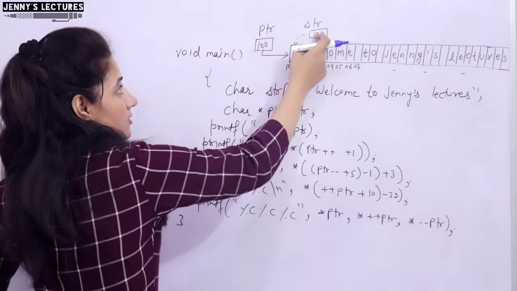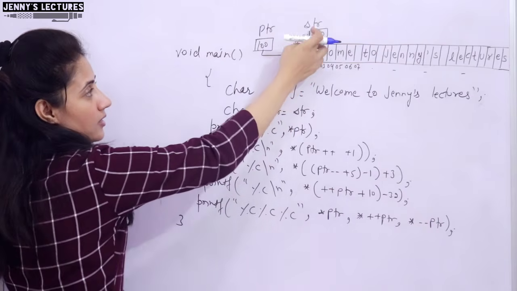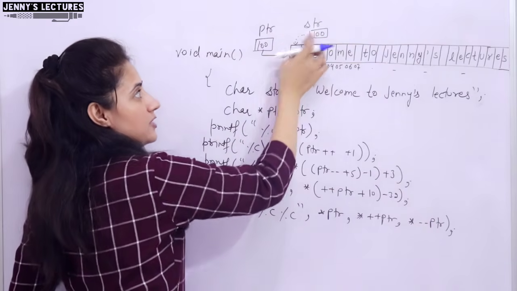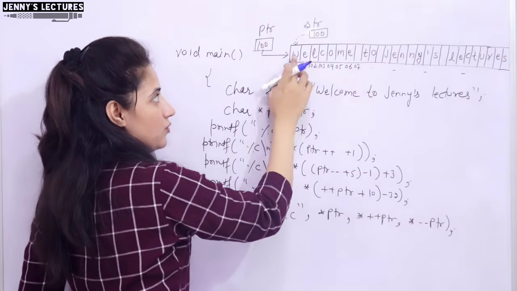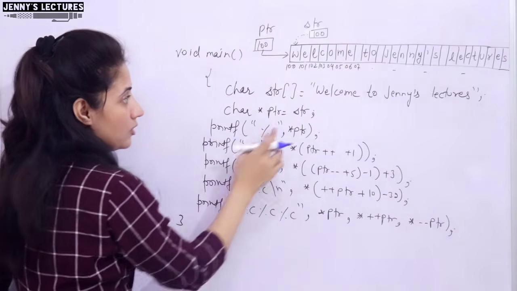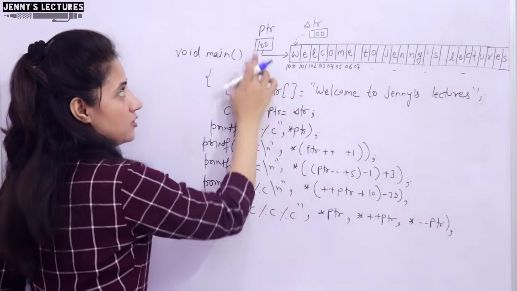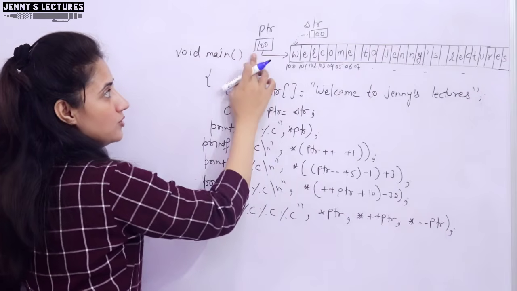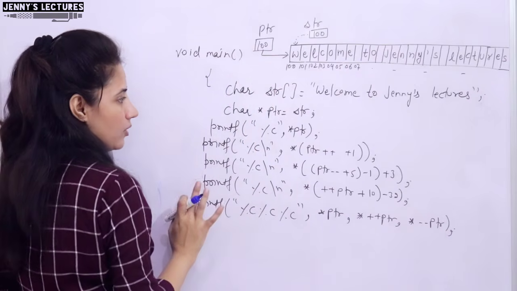It will contain the base address; the name of this character array is str, and that will contain the base address, or you can say the address of the first character, first byte. So, simply assign this address. Now the pointer is also having 100, so the pointer is also pointing here now.